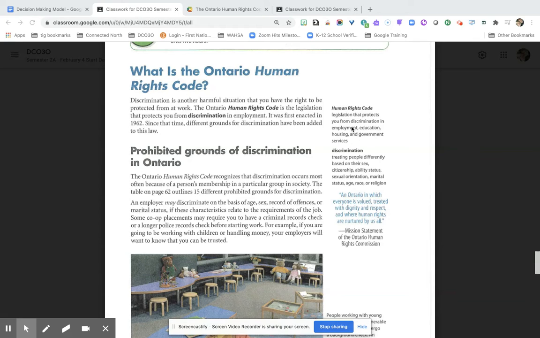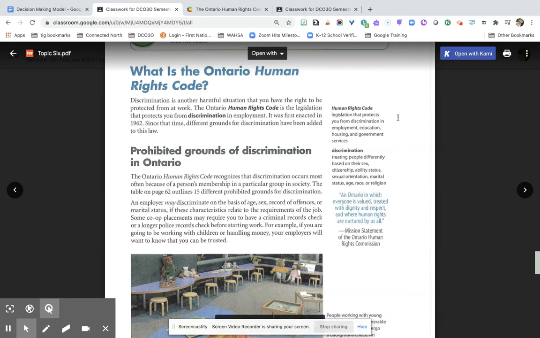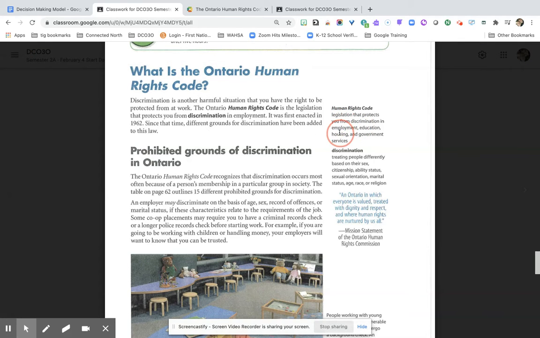So, what is the Human Rights Code? The Human Rights Code is basically the legislation that protects you from discrimination in employment, education, housing, and government services. And discrimination is where people are treated differently based on their sex, citizenship, abilities, sexual orientation, marital status, age, race, or religion.